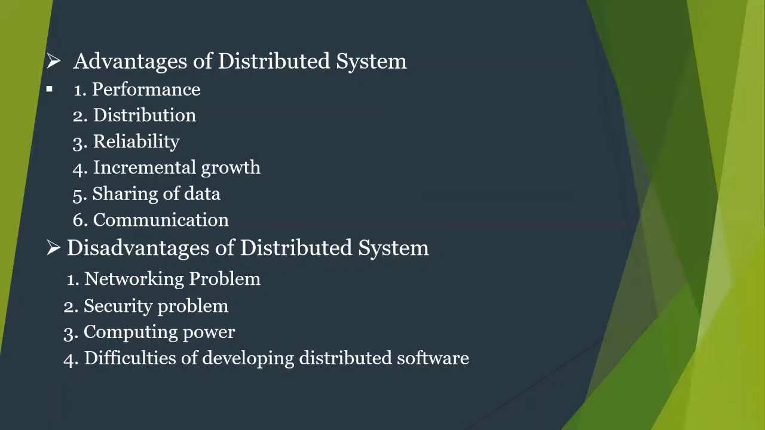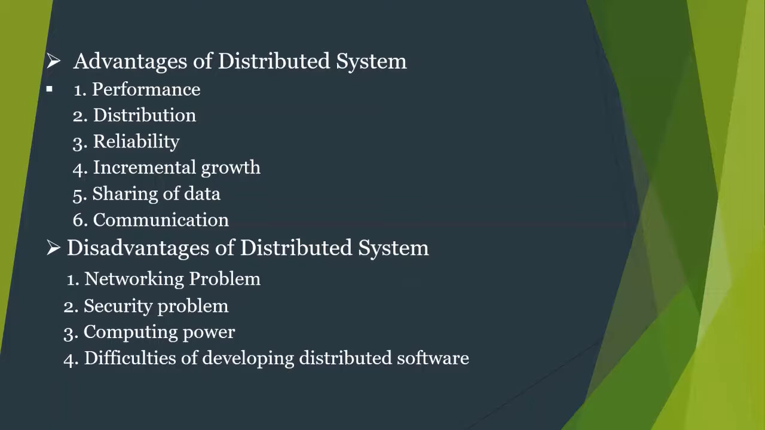So what is the networking problem? Several problems are created by the network infrastructure, which has to deal with loss of messages and overload. Then the security problem: sharing generates the problem of data security. Here we generally share data or different resources, and at that time it creates the problem of data security. In computing power, the computing power per node is limited.